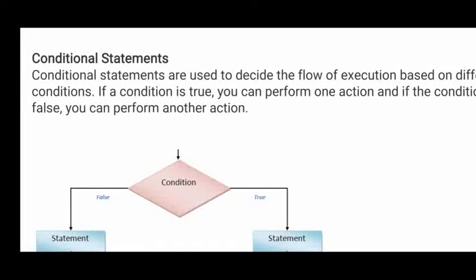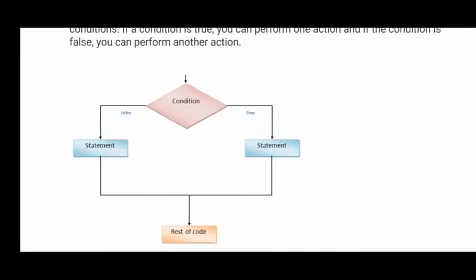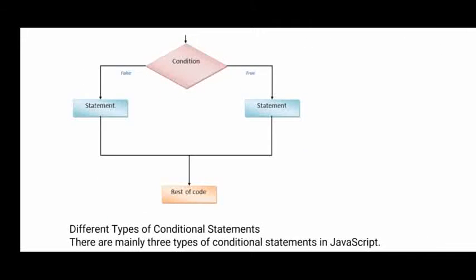We have different categories within conditional statements. Here you can see the flow chart. First I am giving a condition. If it is true, you will get a true result, else you will get a false result. If it is true, some statement will be executed, and if it is false, some other statement will be executed. So the statements are executing based on the condition result.